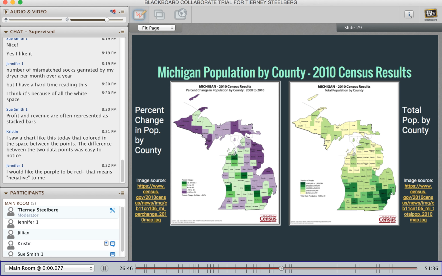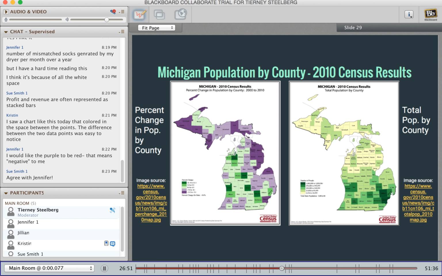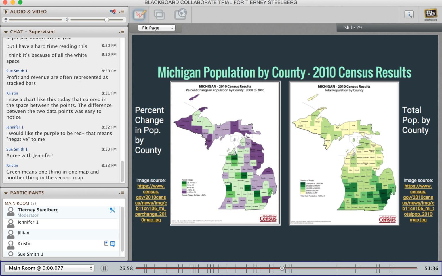It's interesting to think about how colors have an association for us, and charts can either use them effectively or not. Sue Smith just says she agrees with Jennifer. So that was a great point. Kristen says green means one thing in one map and another thing in the second map. And that's very true. I think these maps are both from the United States Census Bureau, but I'm not sure whether they were published together necessarily. I just chose to put them together because of their use of color.